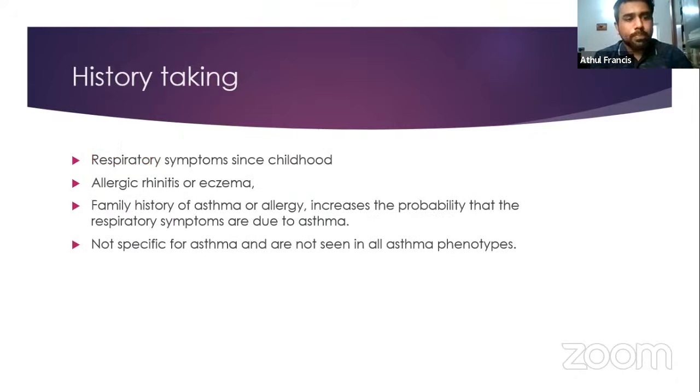As I told, history taking is most important in the diagnosis of asthma. Always see whether there are respiratory symptoms since childhood, whether he has allergic rhinitis, allergic eczema, basically the allergic march which I was talking about, and whether he has a family history of asthma or allergy. That increases the probability that the respiratory symptoms are due to asthma. But family history may not always be there. Anyone can be the first generation who is having asthma.